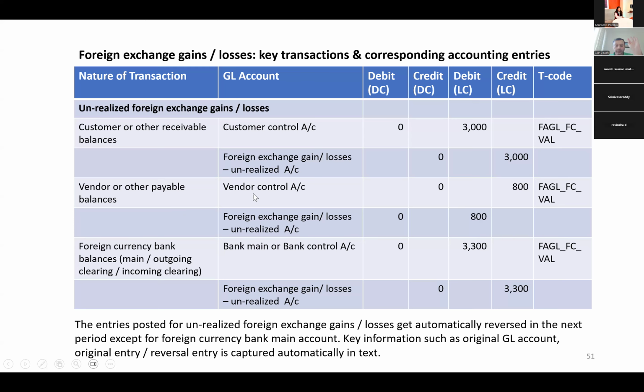So here also we are doing vendor control account credit and foreign exchange loss, because it's a liability. So my INR has depreciated. So my liability has increased. So that is why I'm recognizing more liability by doing liability credit and expense debit.